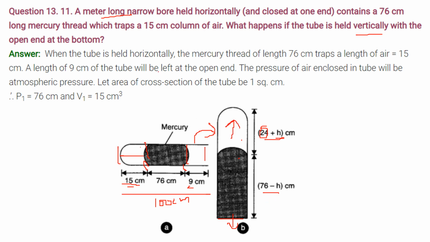So when the tube is held horizontally, the mercury thread is 76 centimeter. It traps a length of air of 15 centimeter. A length of 9 centimeter of the tube will be left at the upper end, and the pressure of air enclosed in the tube will be atmospheric pressure. We know this. Now let the area of cross section be, we assume it to be, 1 square centimeter. The pressure is given as 76 centimeter. Volume is given as 15 centimeter cube. It is given in the question.